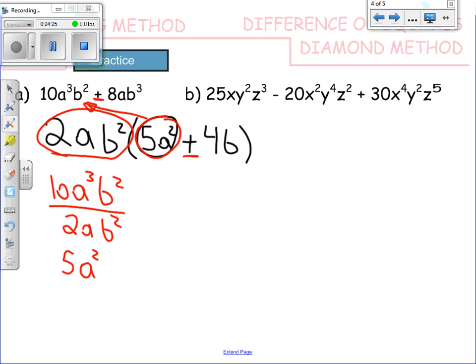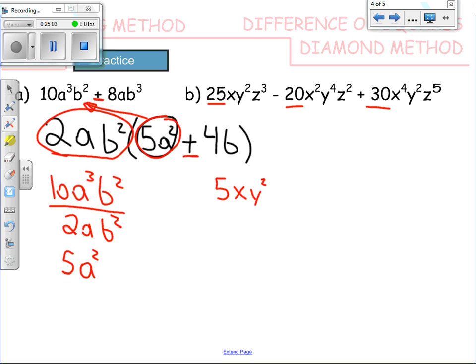What's the largest number that divides into 25, 20, and 30, Aaron? 5. How many X's can we take out, Dawson? Just 1. How many Y's can we take out, Reese? 2. How many Z's can we take out, Carter? 2, yeah.